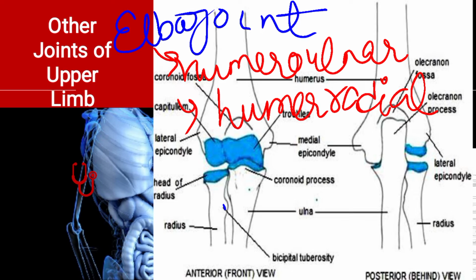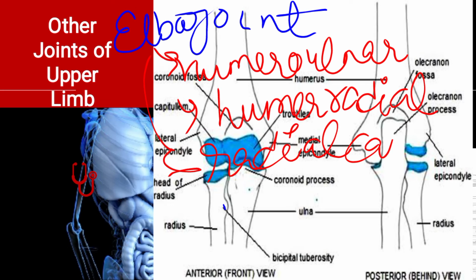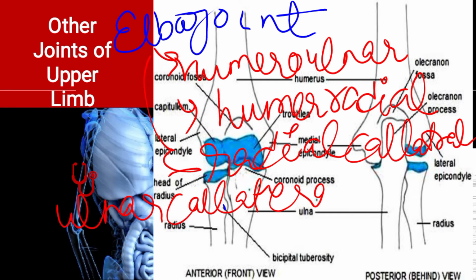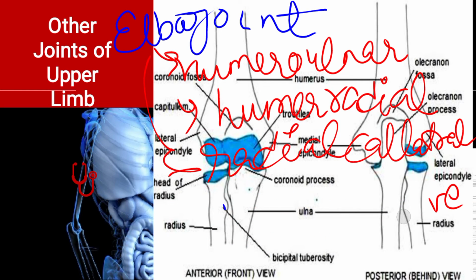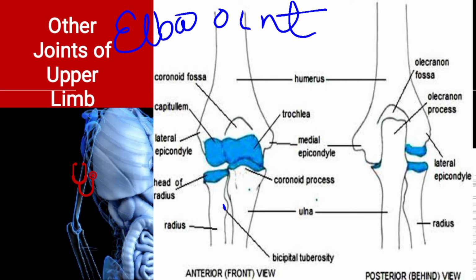The joint is stabilized by the radial collateral ligament laterally and the ulnar collateral ligament medially. The ulnar collateral ligament is closely related to the ulnar nerve. The movements at the elbow joint are flexion and extension.